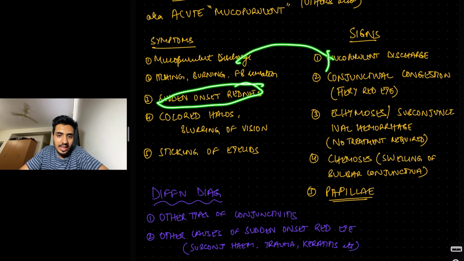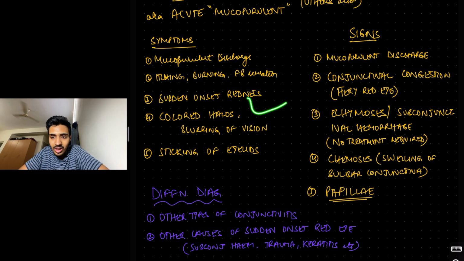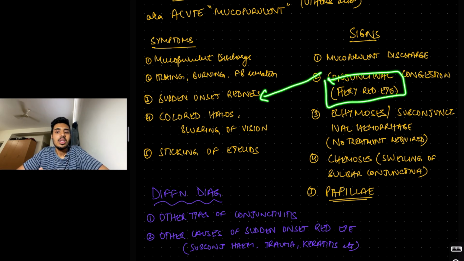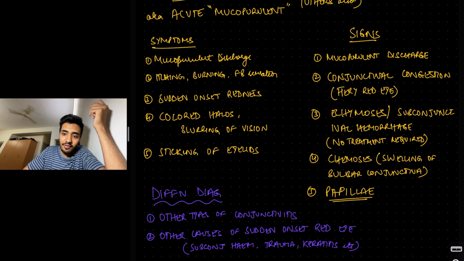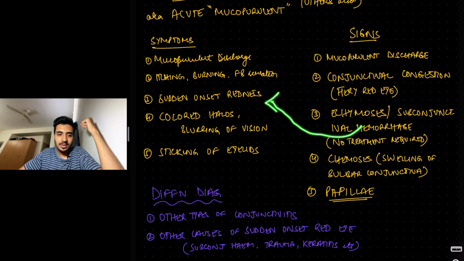Sudden onset redness, what is it? It is nothing but conjunctival congestion. Because of conjunctival congestion, you have sudden onset redness. It is also known as fiery red eye. Then you have something known as ecchymosis or subconjunctival hemorrhage. Now, ecchymosis or subconjunctival hemorrhage does not require any treatment. It is self-resolving. You just let it be there. Subconjunctival hemorrhage itself can also contribute to this redness.